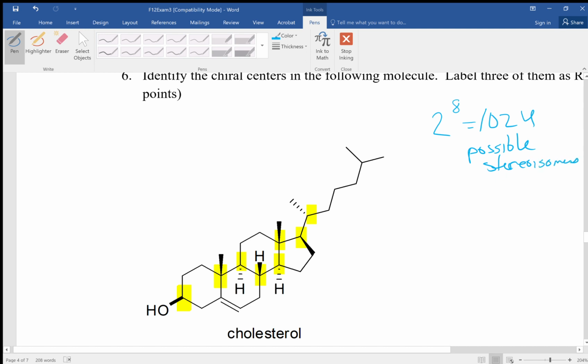Now, which ones should we do for R and S? Well, it doesn't matter. All I've said is that you need to do 3 of them. So if I was approaching this problem, I'd pick 3 most straightforward ones that I can. And to me, the one with the alcohol is probably the easiest, because we know the OH is highest priority. We have 2 CH2s here, so we have to go one step further.